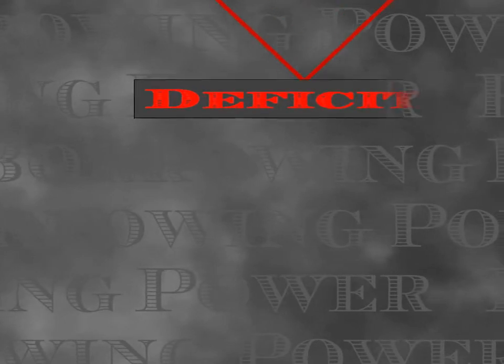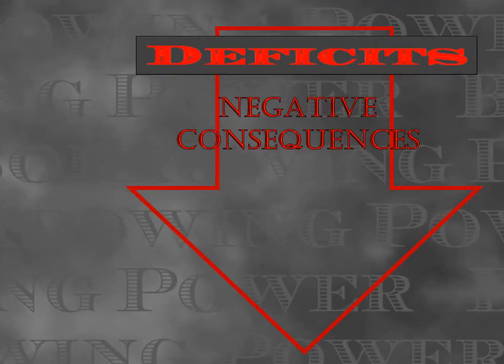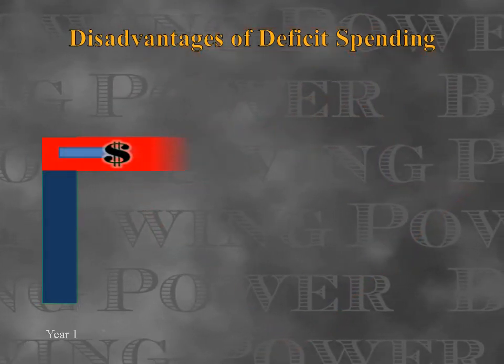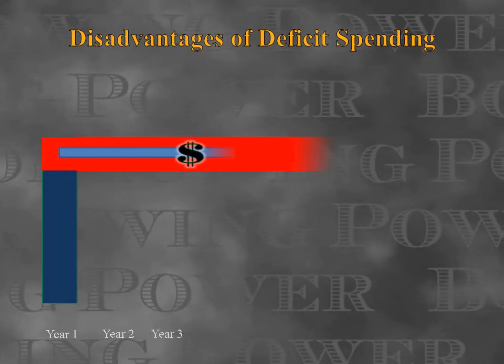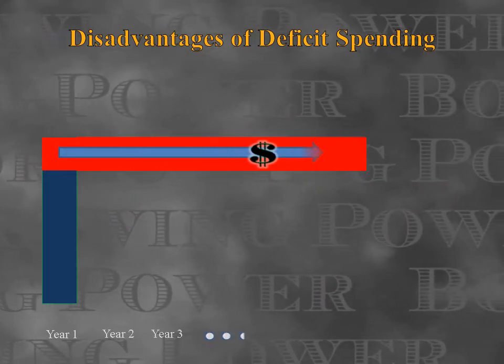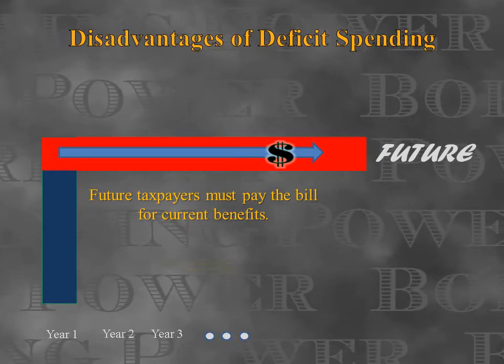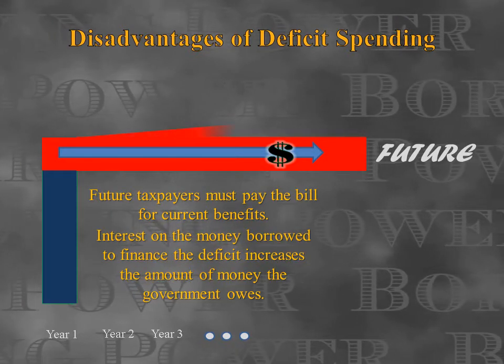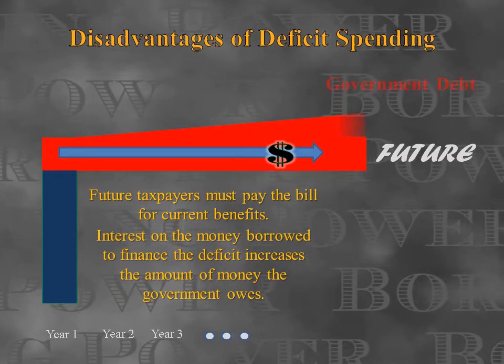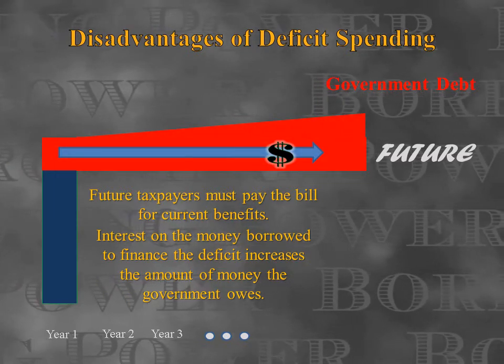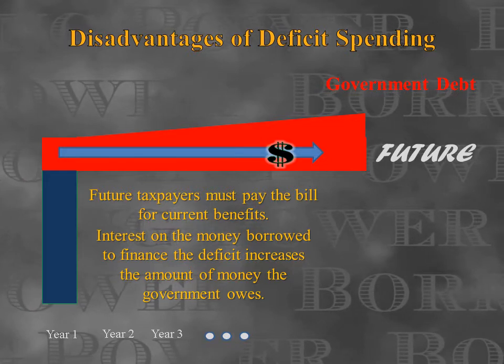All deficits have negative consequences. Because the money to cover the deficit must be borrowed, this debt must at some point be repaid. Future taxpayers must pay the bill for current benefits. The government must also pay interest on the money which has been borrowed until the amount is repaid. Therefore, the cost of interest increases the amount of money the government owes.